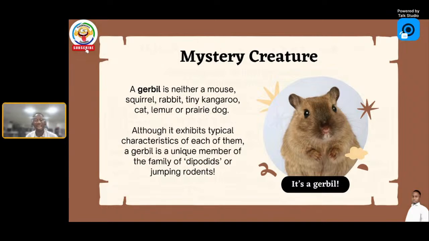This animal is called a gabion. Yes, this animal is neither a mouse, nor a squirrel, neither a rabbit, nor a tiny kangaroo. It's not a cat, it's not a lemur, and it's not a prairie dog. It's a gabion, although it exhibits typical characteristics of each of those animals that we mentioned. It has characteristics of a mouse, a squirrel, a rabbit, a tiny kangaroo, a cat, a lemur, and a prairie dog. But then it's none of them. It's a gabion. Do we understand? So classification of animals can sometimes be very tedious, a hell of a work.